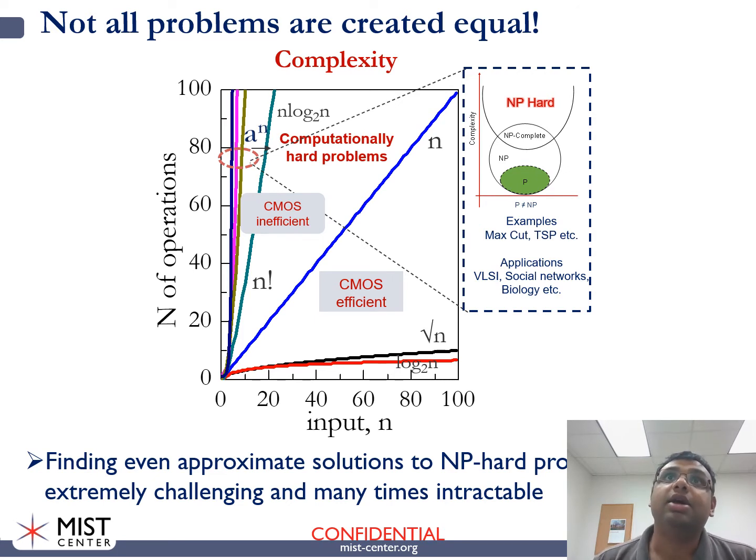And you can imagine that with such problems, by the time you get to problems which are large enough and of practical importance, the number of operations are so large that they essentially become intractable to solve, even with state-of-the-art computers that we have with us. And these types of problems are typically called NP-hard problems.